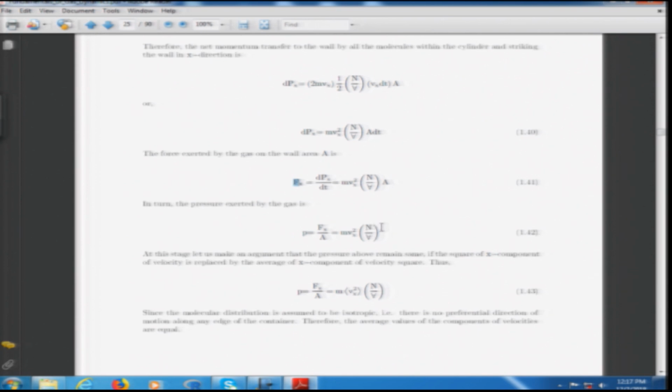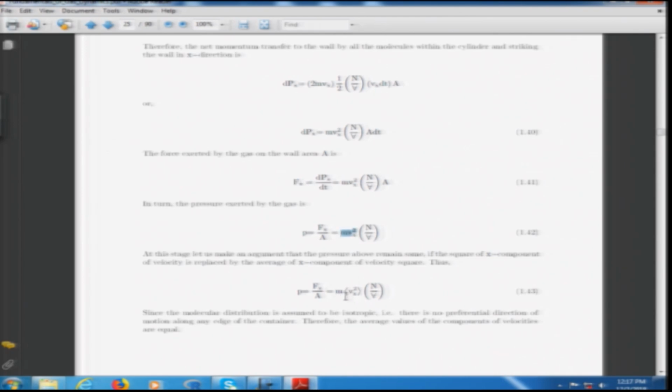This is an important result, and now we will make an argument that if we replace this Vx with the time average or ensemble average of the molecular speed in the x direction, writing the ensemble average of Vx square instead of Vx square, then we can write the expression again as P is equal to m times the ensemble average Vx square times n by V. Now, the molecular distribution is assumed to be isotropic in nature. Isotropic means that there is no preferential direction; the properties remain the same in all directions.